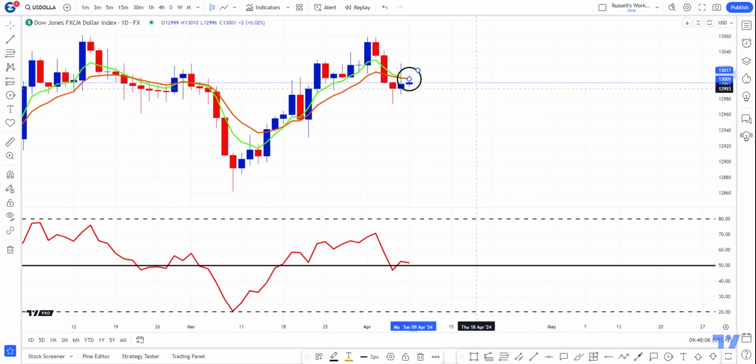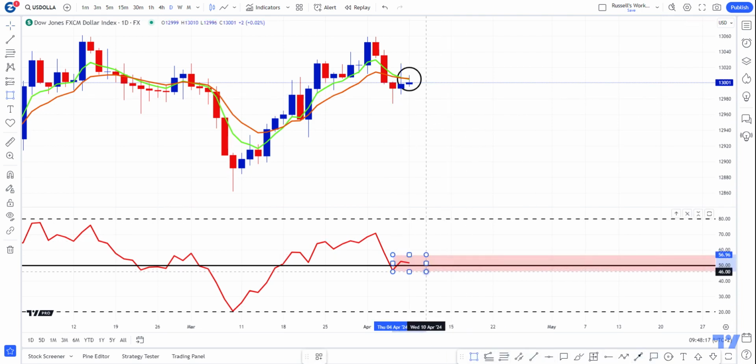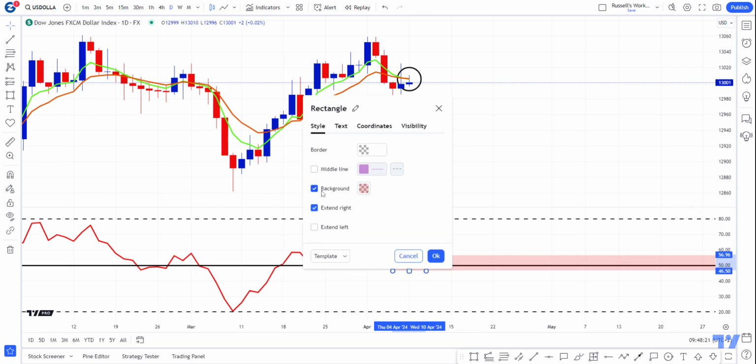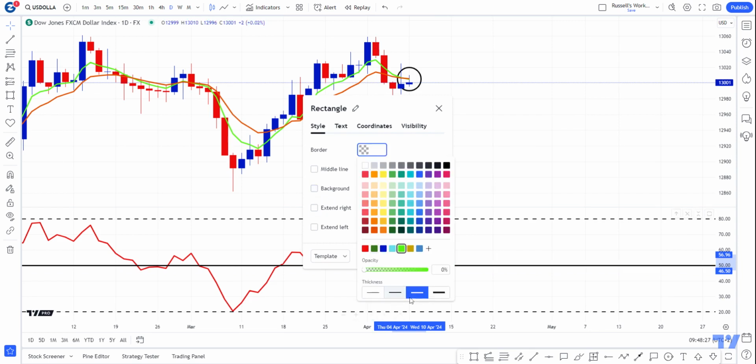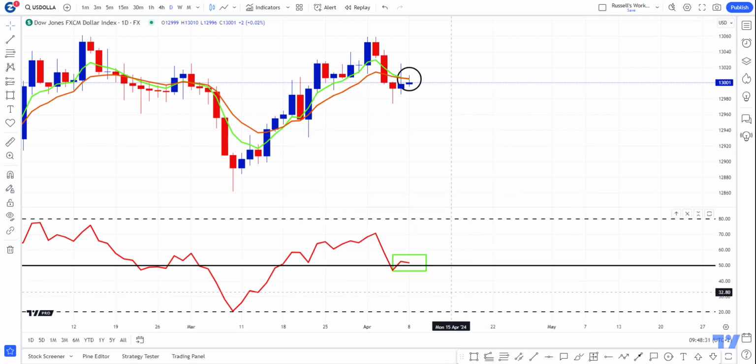And that's quite interesting, just given the fact that the real rate has lifted some. So if we get an angle and separation to the downside, and if we get the RSI moving below 50, then we'll have some sort of downwards pressure on US dollar today. Let's just put this as a green rectangle. There we go.